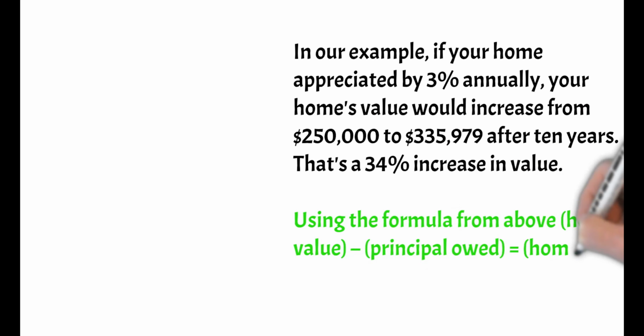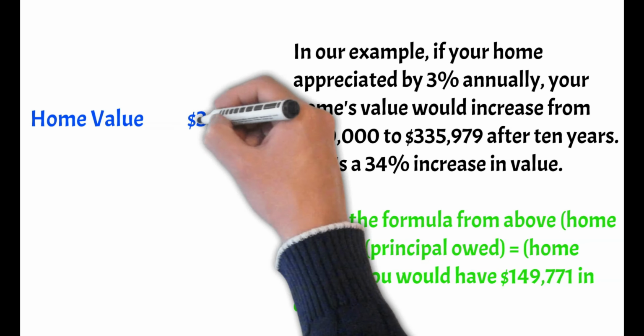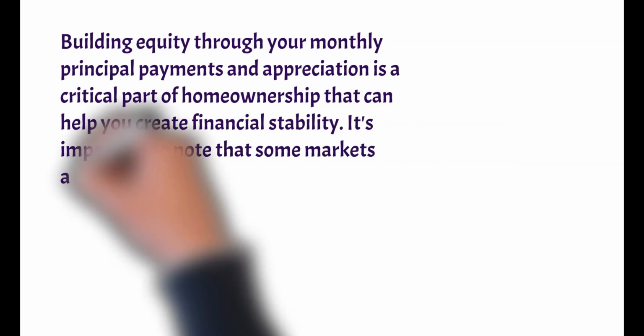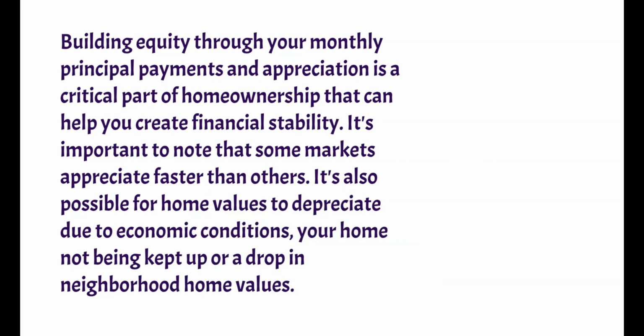In our example, if your home appreciated by 3% annually, your home's value would increase from $250,000 to $335,979 after 10 years. That's a 34% increase in value. Using the formula from above, home value minus principal owed equals home equity, you would have $149,771 in equity. Building equity through your monthly principal payments and appreciation is a critical part of homeownership that can help you create financial stability.